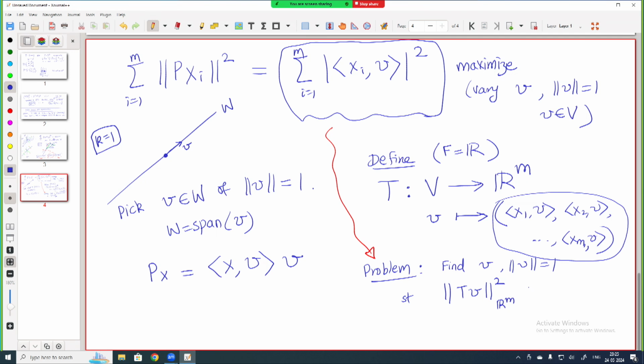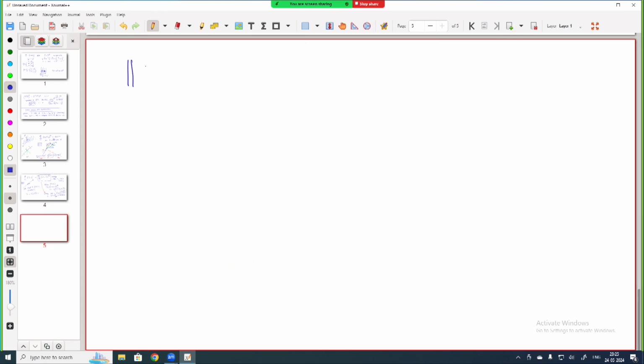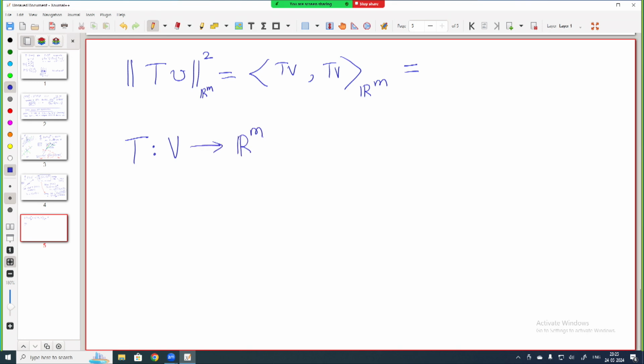Okay, so I now want to find V such that this guy is maximum. Now let us do one more reduction. So TV square. Remember, this is in the space Rm. This is inner product of TV with itself in Rm. Okay, now what can I do with this? T, remember, is a map from V to Rm. Anything you can think of? So T is a map like this.